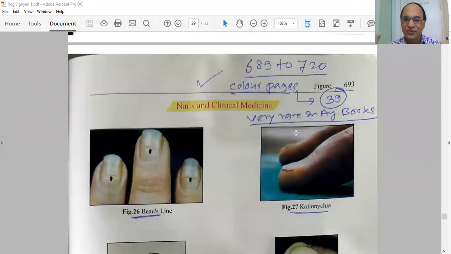Then comes color pages. Wonderful color pictures from page number 689 to 720. 39 color pages. This is very rare in Ayurvedic type of books. I have done the propagation of Ayurveda in European countries for 20 years. 1993 to 2014, I visited America, Switzerland, Germany, Italy, Spain.